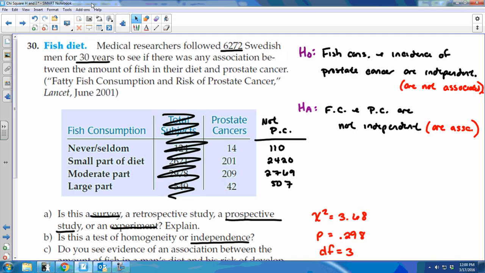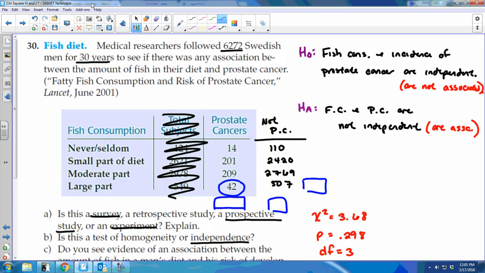Again, be able to answer some of these questions. Be able to answer or do the calculation for, someone's going to tell me how to do it in a second. What's the expected number of men that would have consumed a large portion of fish in their diet and have prostate cancer? Right? That's going to be whatever that row total is times the column total divided by the table total. Right? You should be able to figure that out and write it out and show me.